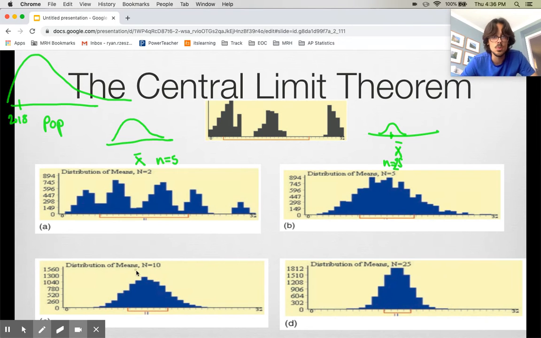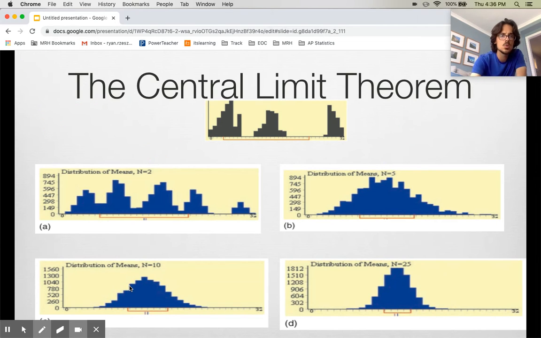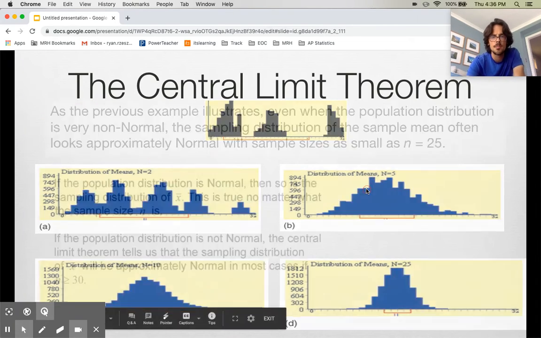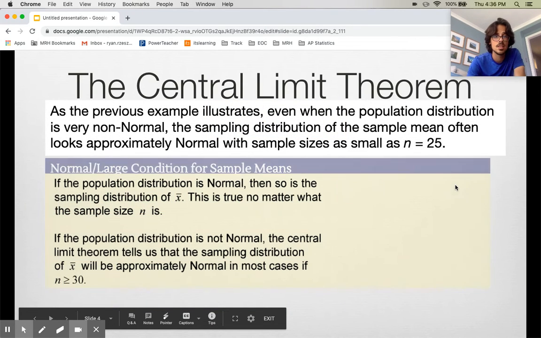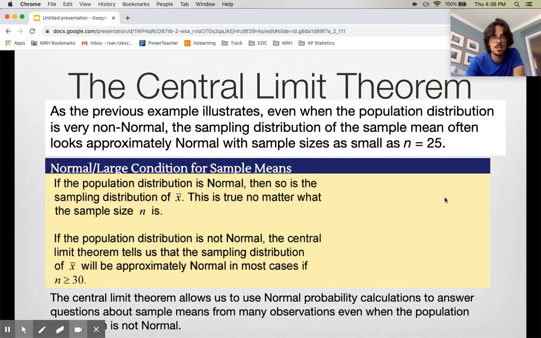And honestly, if you look at these, when I was doing my examples on the applet, even 10 looked pretty solid right here. But where is the cutoff that we consider good enough, where we're pretty certain it's approximately normal? We actually use the cutoff of 30. And this result is called the central limit theorem. So let me get everything up on this slide and we'll talk about this.